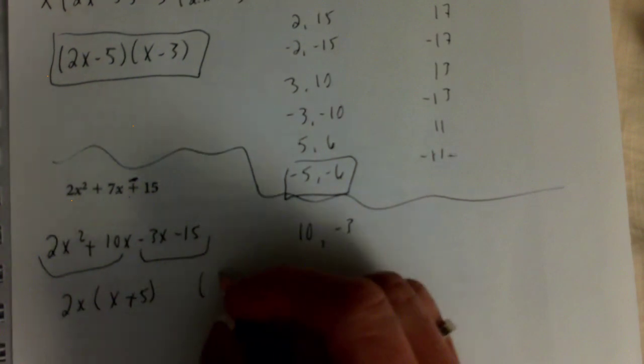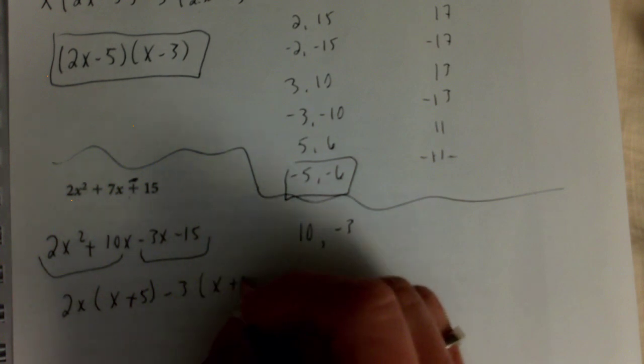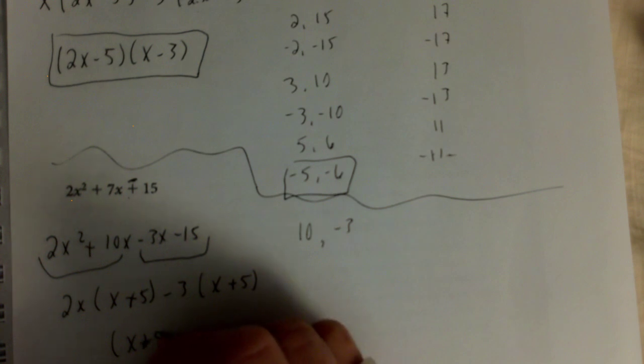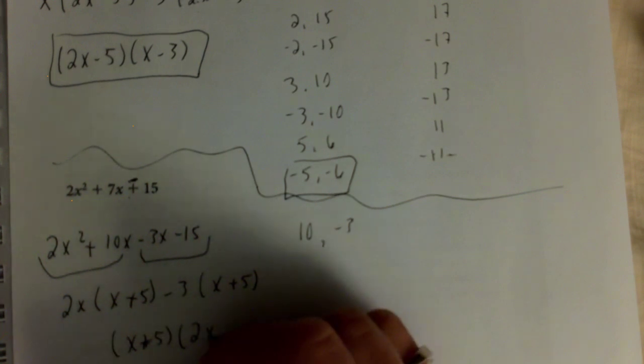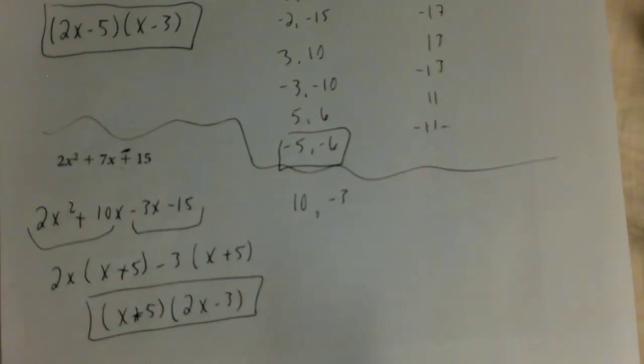And then the second two, I can factor out a negative 3. And we have an x plus 5 remaining. So this factors into x plus 5 and 2x minus 3. And I only changed this to a negative 15 just so we could practice one more time.